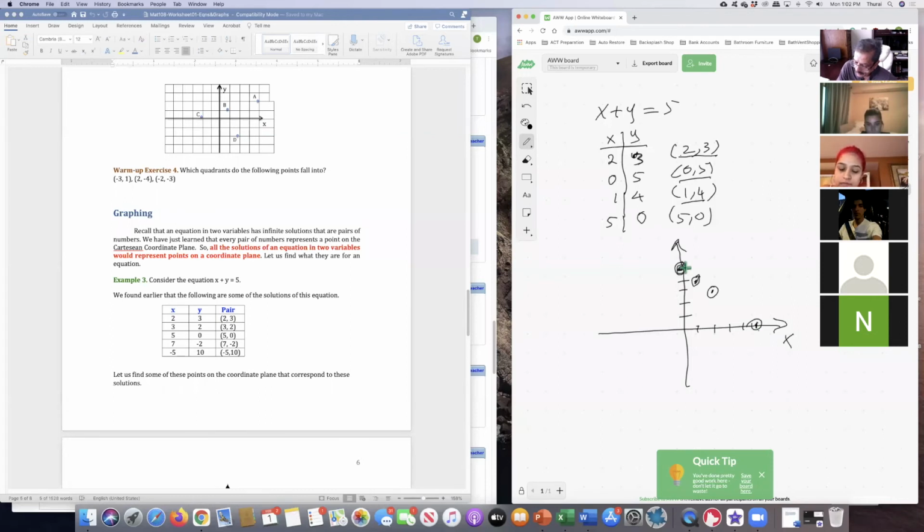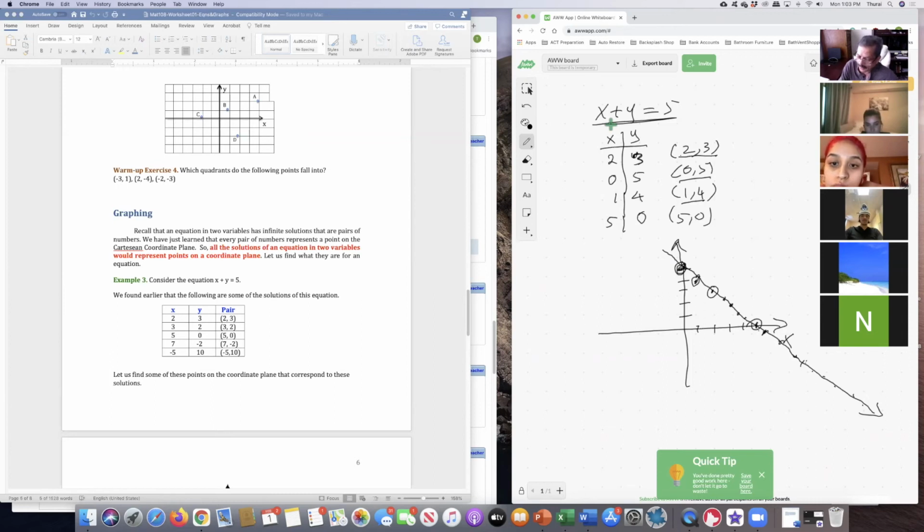Anyway, can you see a pattern among these points? They're falling on a line. Yes. In fact, if you find the other solutions, they will all be on this line. This line extends infinitely long, and the points are solutions of this equation. So all the solutions of this equation are right here on this line. Since the line represents all the solutions, it's called the graph of the equation.